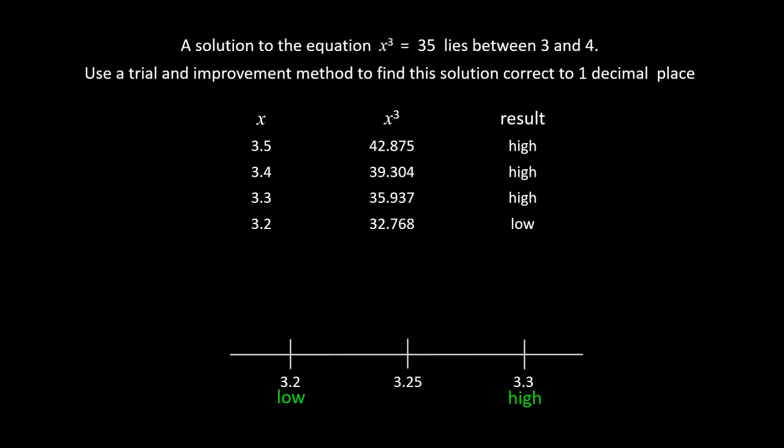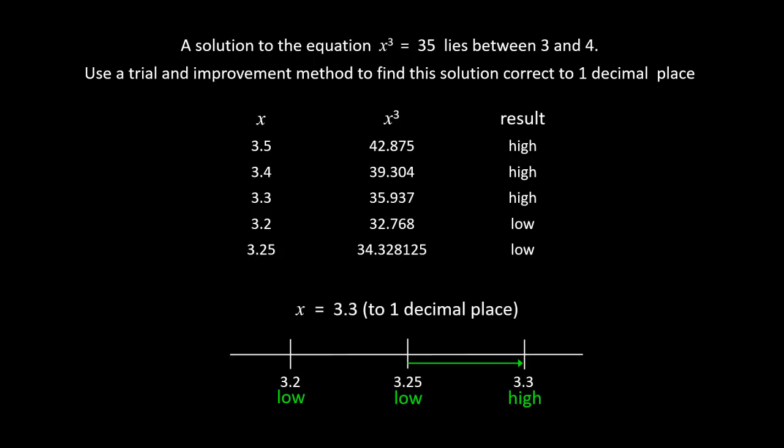Okay, let's try 3.25 on our calculator. 3.25 cubed is 34 point blah blah blah. In other words, too low. So let's write low there. So we know that the solution is between one that gives us an answer that's too low and one that gives us an answer that's too high. So it's in between there. But if you take every number in between 3.25 and 3.3 to 1 decimal place, the answer is 3.3.